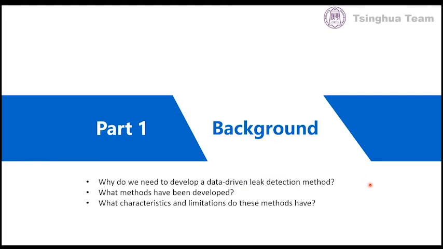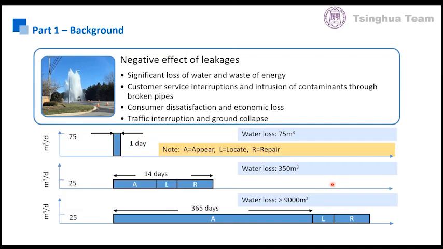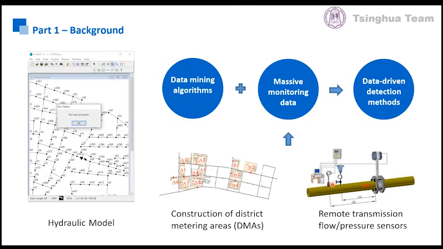First, let's see the background. As we all know, there are a lot of negative effects associated with leakages, and a lot of countries have regulations that request water utilities to detect leakages as soon as possible. One of the main problems that we face in leak detection is that we need to detect and isolate them really early. So, the main part of our research is how to reduce the time associated with detecting and isolating the leaks. Operating experience has shown that hydraulic models and district metering areas are useful to control leakage.